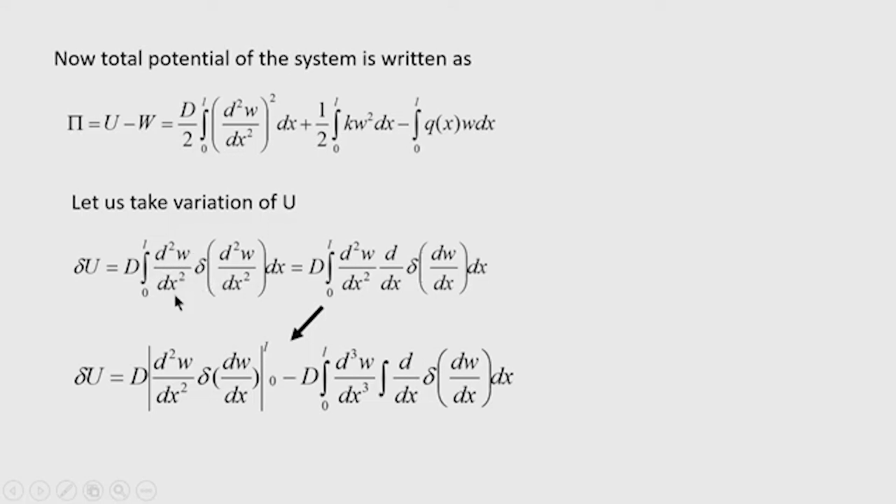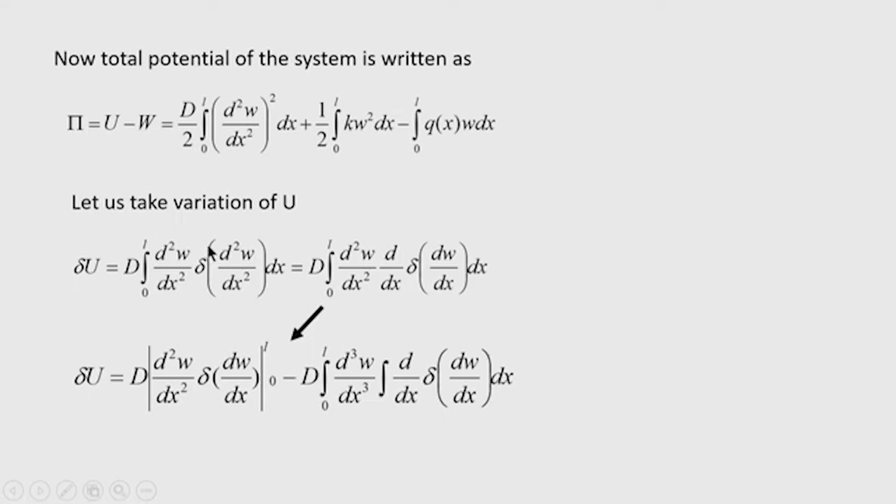So, d square w by dx square into delta d square w by dx square, that is the variation of this quantity, into dx is of course there, and the integration is there from 0 to L. Okay. Now, you can see this quantity has to be integrated. So, how will it be integrated? You see that this is one function and that is another function. So, we have to use the integration by product rule.